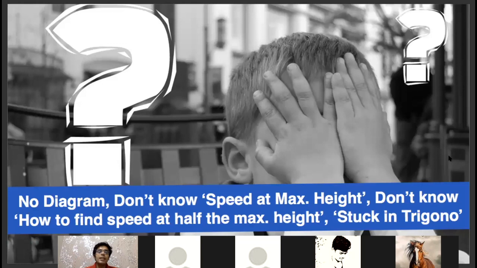So more than 90% students get stuck in this question, either at the diagram level, or in identifying the speed at maximum height, or identifying the speed at half the maximum height, or they get stuck in the trigonometry, which we need to do at the end.